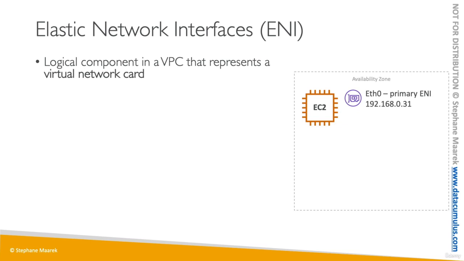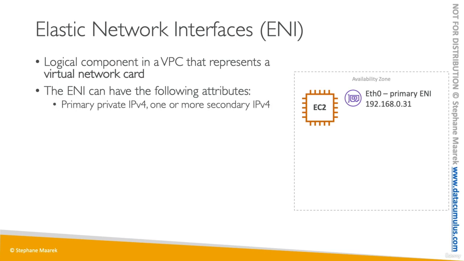So for example, we have an availability zone, and we have one EC2 instance, and to it is attached F0, your primary ENI, and this will provide your EC2 instance network connectivity and, for example, a private IP. So each ENI can have the following attributes. Number one, it can have a primary private IPv4 and one or more secondary IPv4, okay?